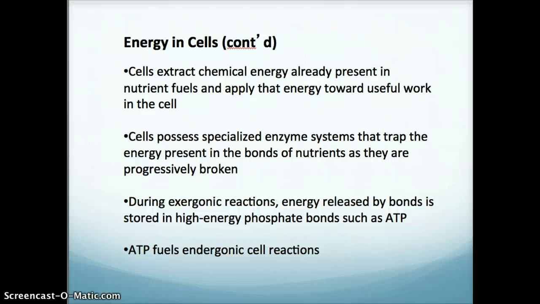That may be building macromolecules, or some sort of function that the cell must do, and it needs energy to do that. Cells possess enzyme systems that will trap that energy in the bonds of nutrients as they're broken, so that it can be used then or stored for when it's needed later. During those exergonic reactions, when that energy is released, it will be stored in the high energy phosphate bonds, especially the molecule ATP. ATP is what fuels those cell reactions that need energy.